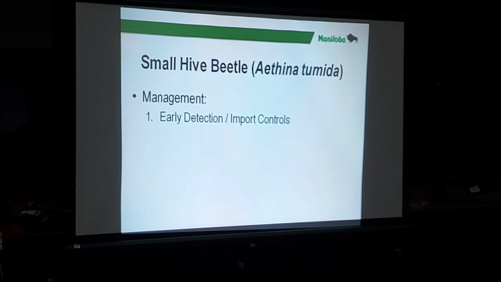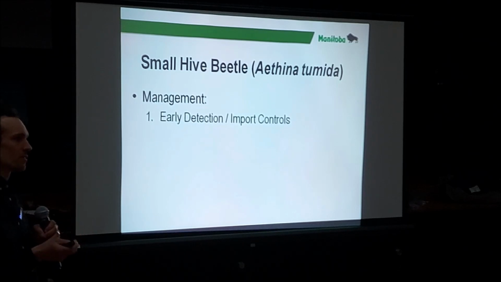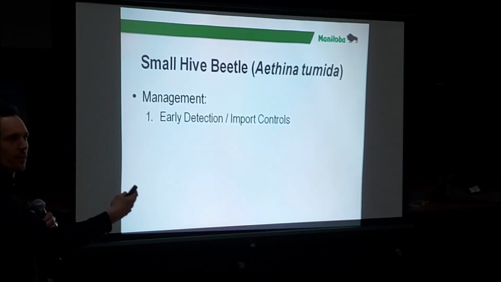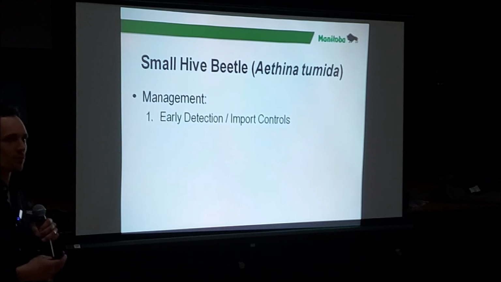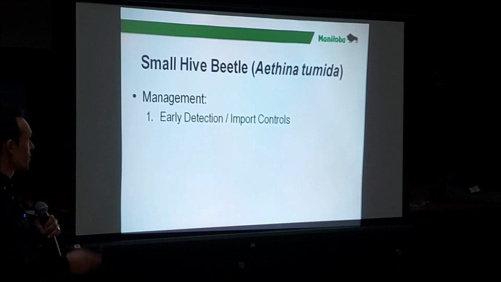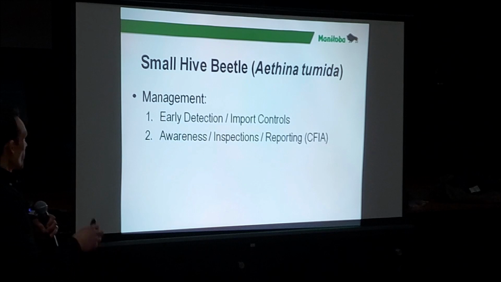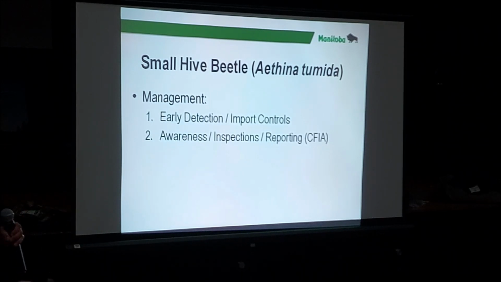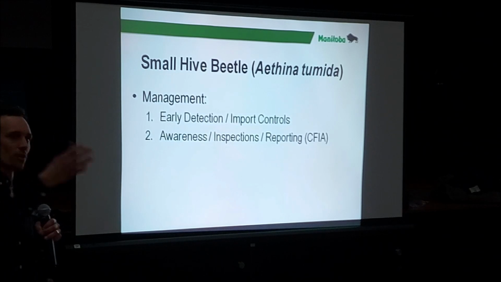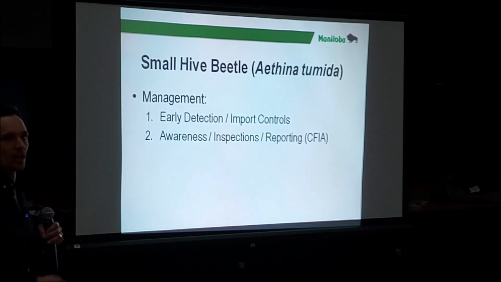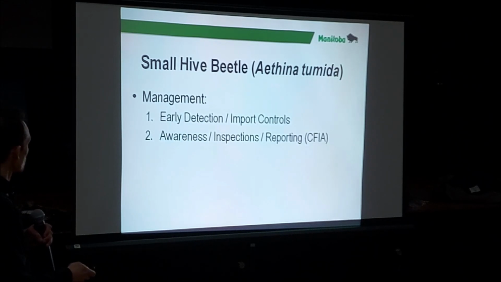Some management techniques for small hive beetle, just early detection. These import controls are really important. Having these inspections done in other provinces before bees are actually moved into Manitoba, making sure we're not importing it. And on the beekeeper side, just being aware of it, which is part of why I'm making you aware of it now. I think it's definitely within the realm of possibility that we could see it popping up. It can fly as well, so we've had it fly over the border and end up in some southern beekeeping operations close to the US border.